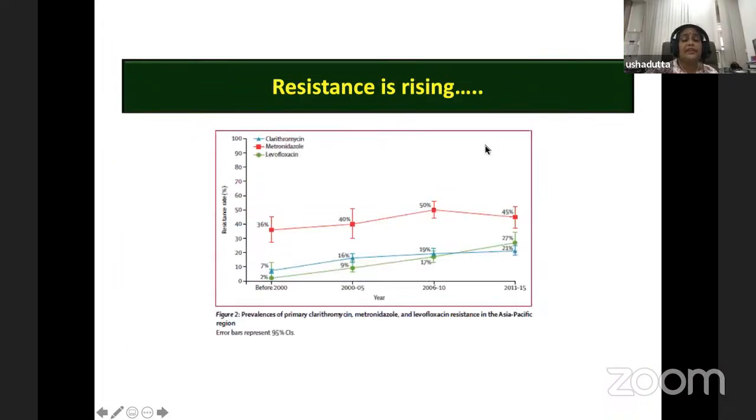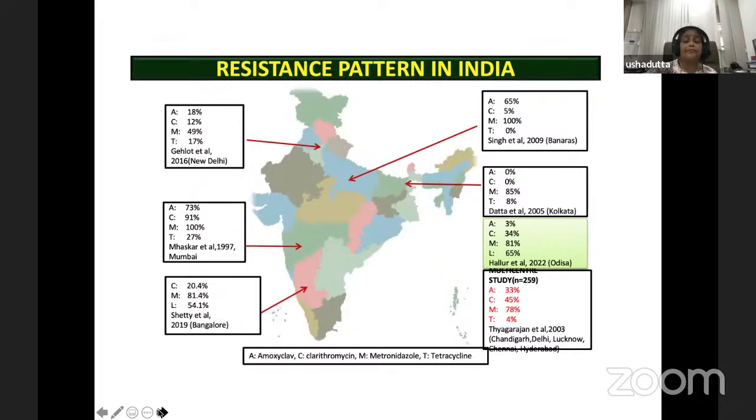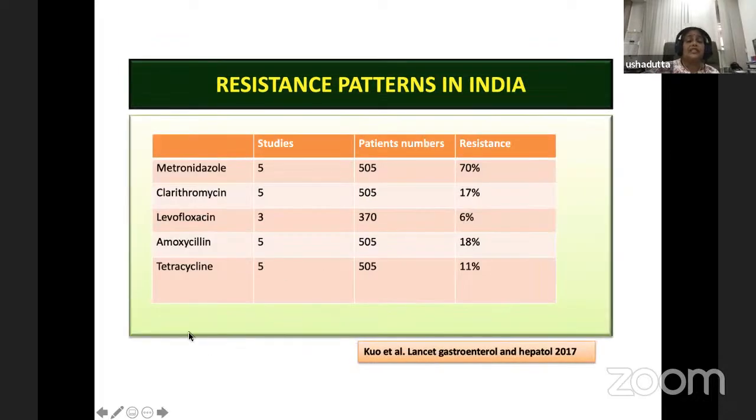So in the Asia Pacific region, there's a rising incidence of resistance to antibiotics. Resistance patterns have been looked for in several other studies, and we do find that this is a very concerning thing. The resistance pattern, as I said, in India: 70% are resistant to metronidazole, 17% to clarithromycin, 6% to levofloxacin, amoxicillin in about 18%, and tetracycline in 11%.